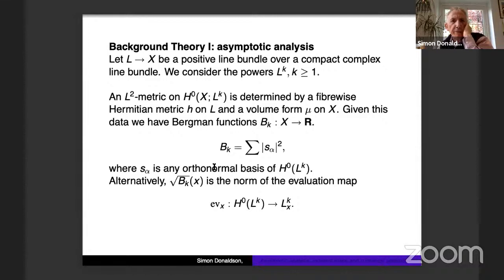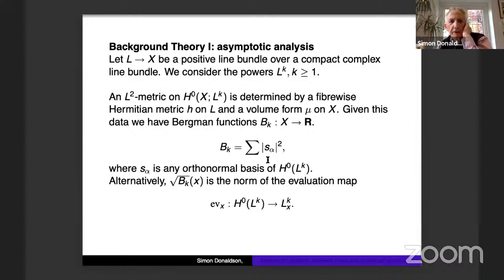Often people talk about the Bergman kernel, which is a function of two variables. So in that sense, we're just looking at the restriction of the kernel to the diagonal. Well, the Bergman function, one way of defining it is to say, take any orthonormal basis of our space of sections with respect to the L2 Hermitian metric, and then take the sum of the squares of the pointwise norms. And then you think for a moment, you see that this is independent of the choice of orthonormal basis.